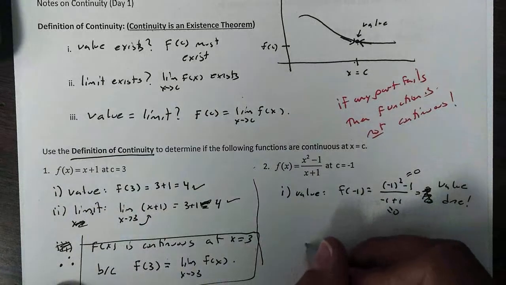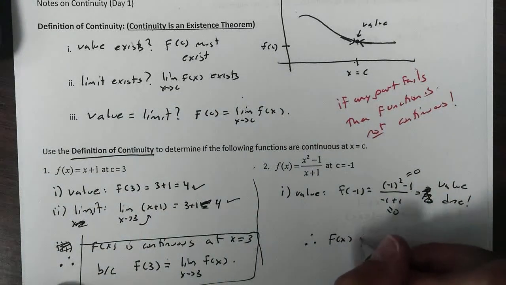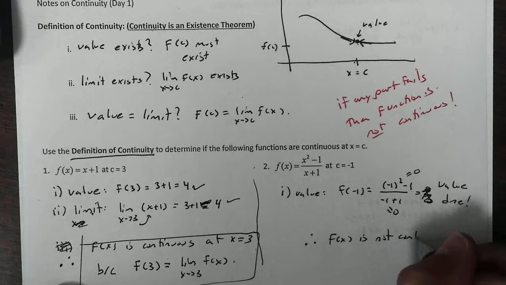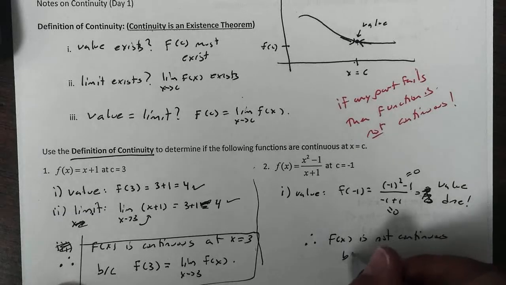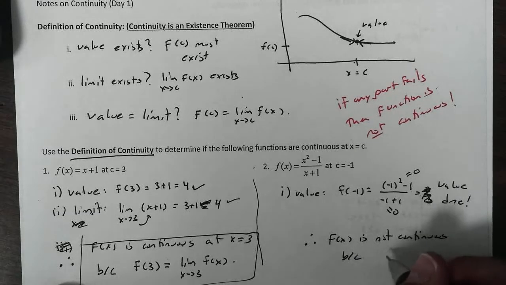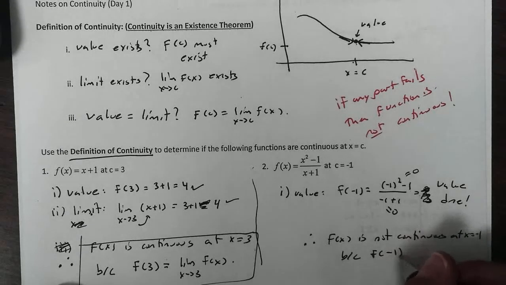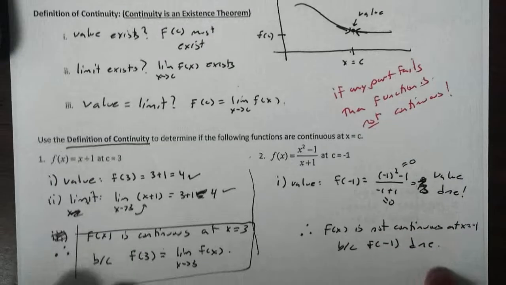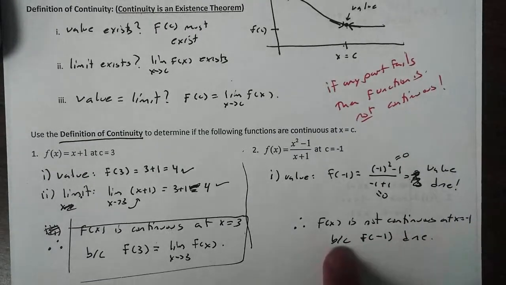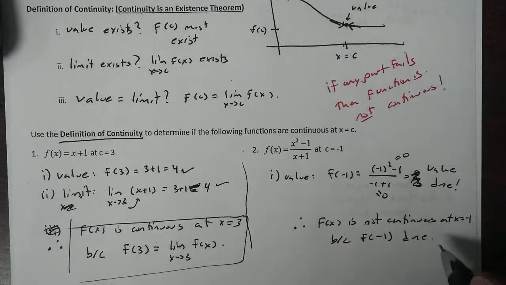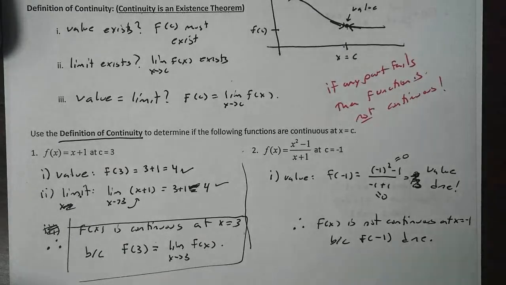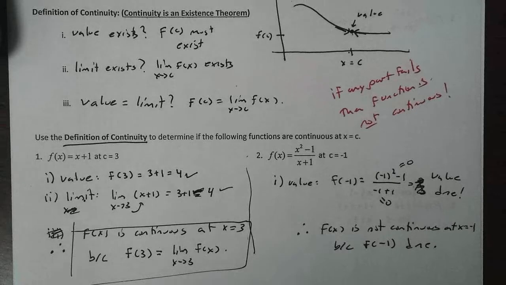So we can say, therefore, f of x is not continuous at x equals negative 1, because f of negative 1 does not exist. And that's all we have to put. It's not continuous at our point because the value itself does not exist. And that's our answer. Any part fails, that's all we have to do. So pause here for a second if you need to. Go back and look those over. This is a very easy test.